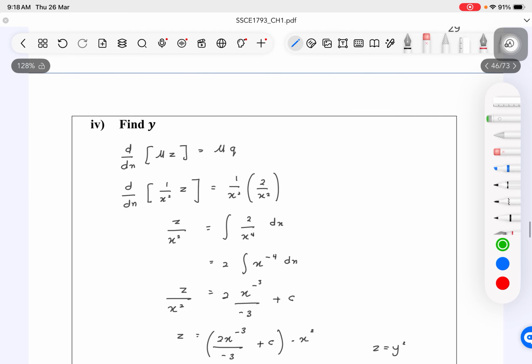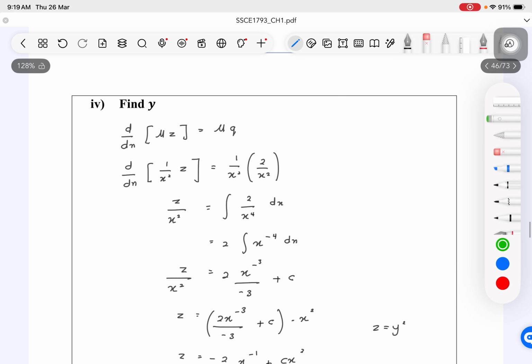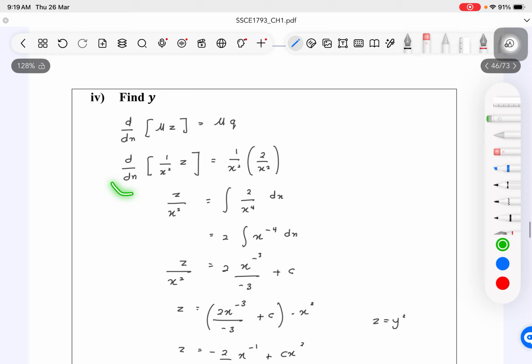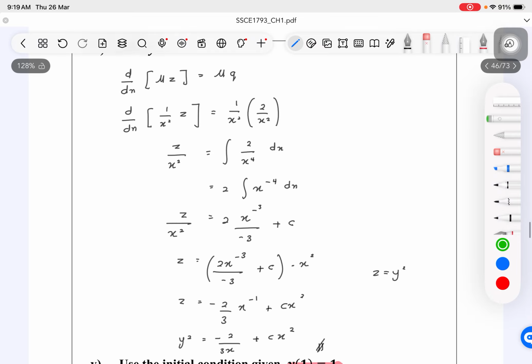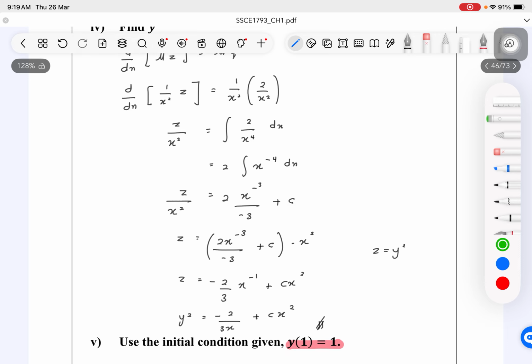Alright, next. Now we want to find the general solution of z. So you need to do this: d/dx of mu z is equal to mu q. Just now you already found your mu, which is 1 over x squared, so substitute it here, and your value of q, substitute it here. Then d/dx, you bring to the other side, so it becomes integrate. So you solve this one, and then make z the subject.